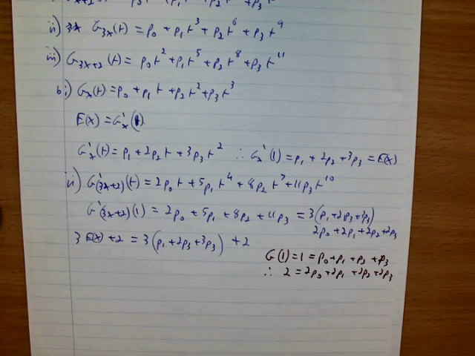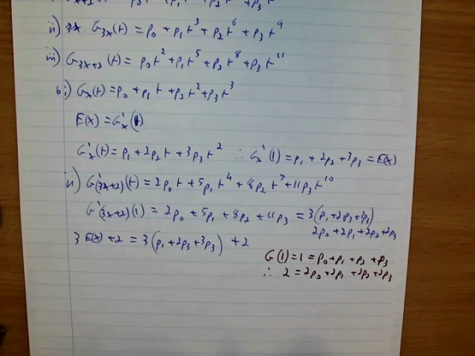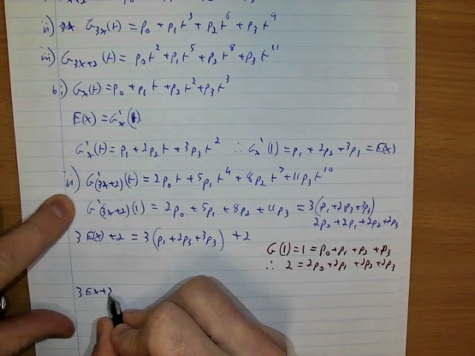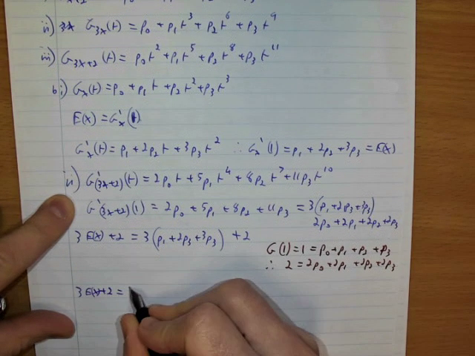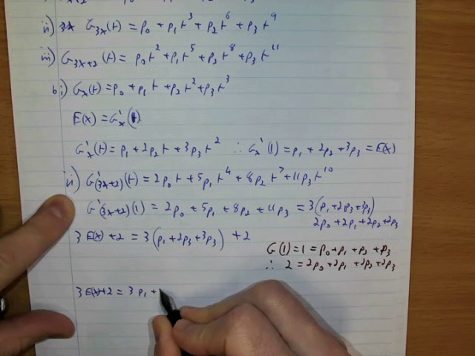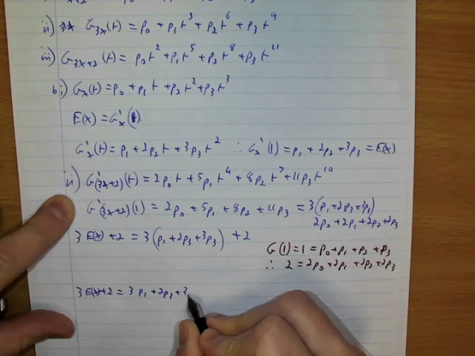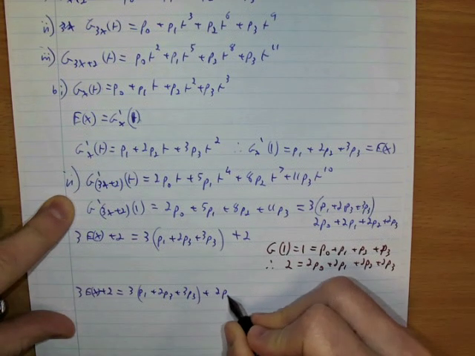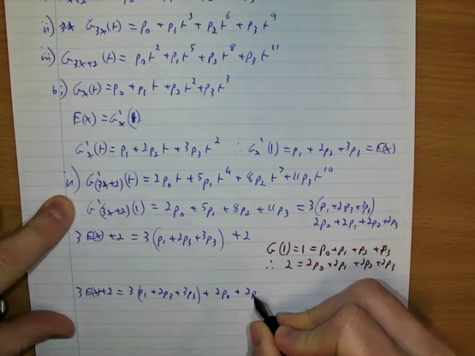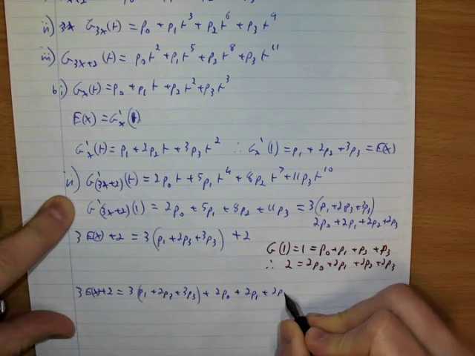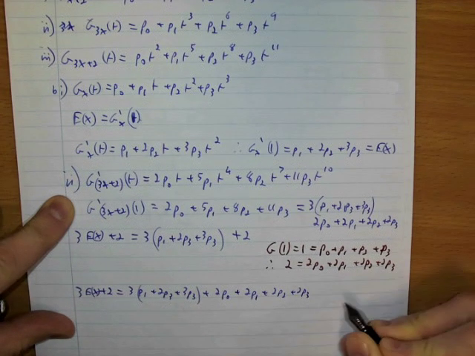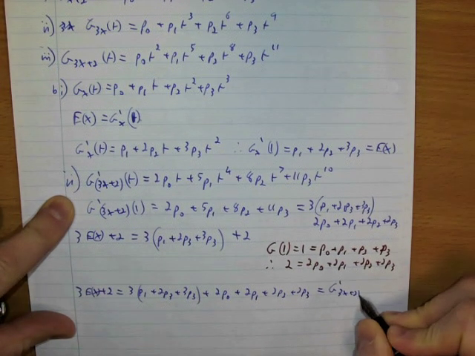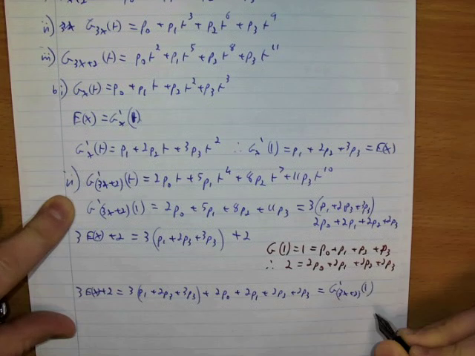So, bringing that together, we can say our 3E of x plus 2 is 3 lots of p1 plus all of that, plus, which is g dash of 3x plus 2 at 1. So we've proven it.